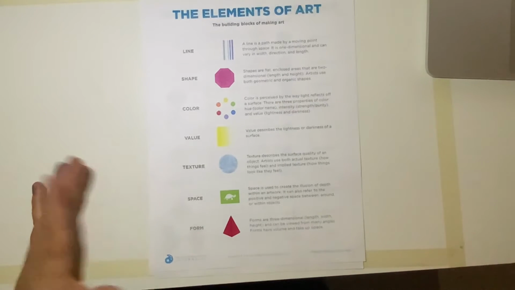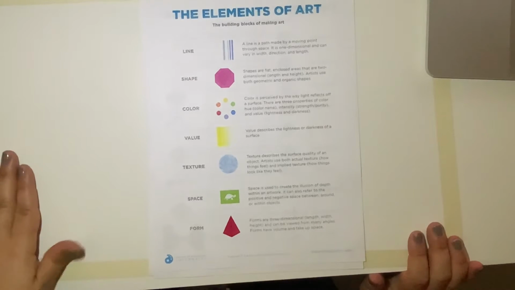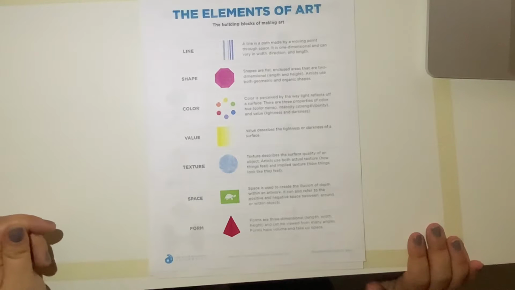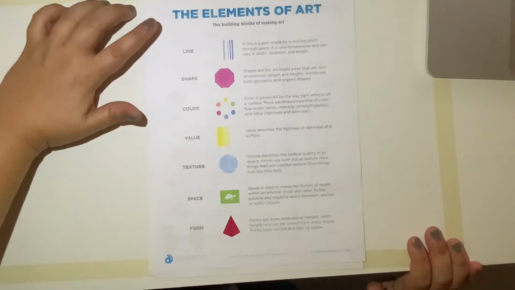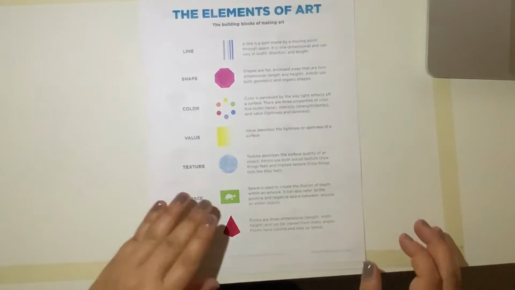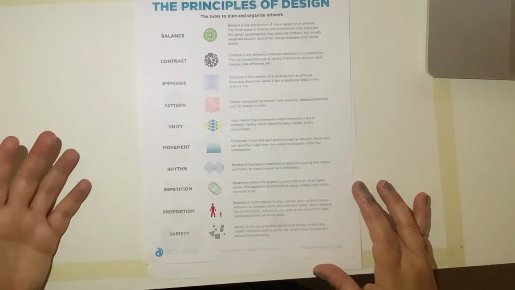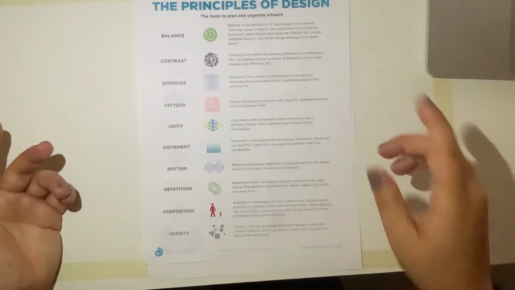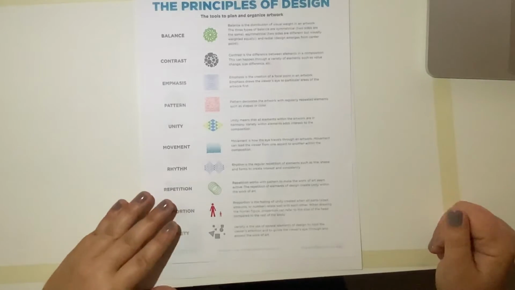I wanted to talk to y'all today about a couple of worksheets we have in class. We're going to be reviewing, because if you had me in Art 1 last year, we're reviewing the elements of art this year. So the elements of art are the basic building blocks of making art, or they're what you put on the page in order to create art. We're also going to be reviewing the principles of design. So the principles of design can be the tools to plan and organize artwork, or it could be considered how you arrange the elements of art on the paper.